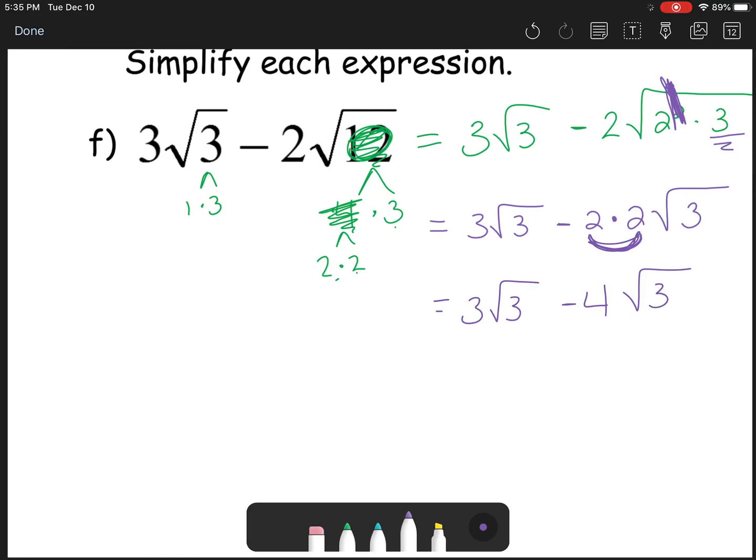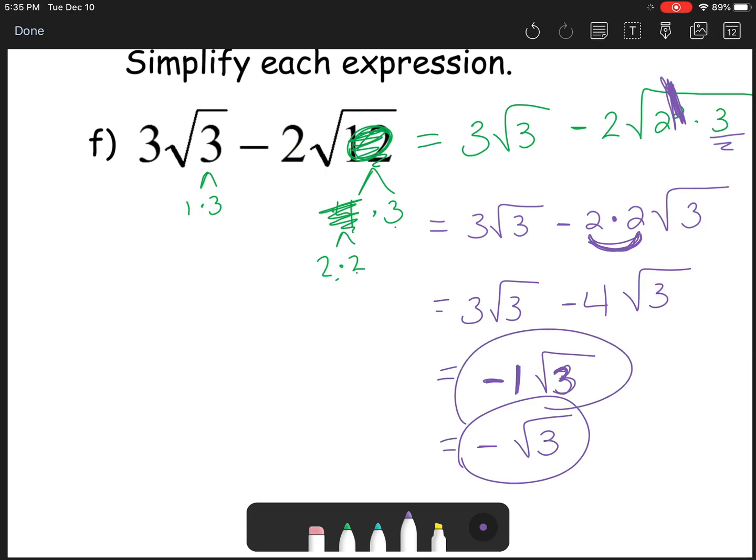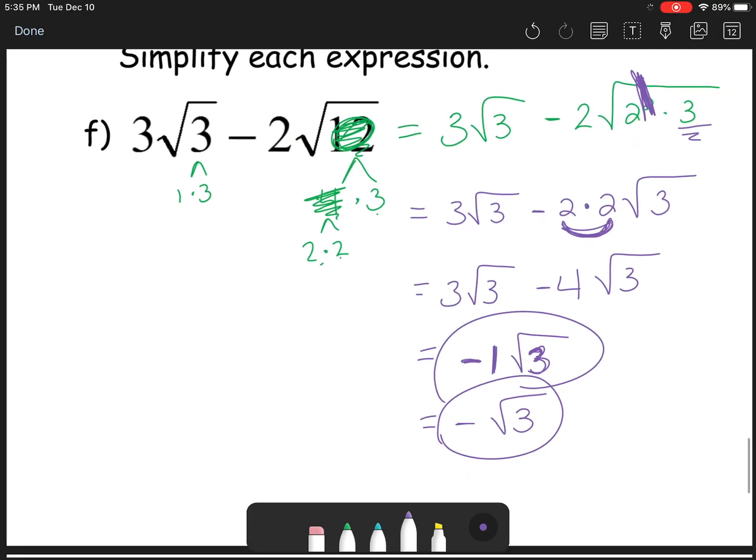Well, we have 3 square roots of 3 minus 4 square roots of 3. Well, if we have 3 minus 4, that would leave us with negative 1. Negative 1 of what? Negative 1 times the square root of 3, which you could also write as negative square root of 3. Either of these answers is acceptable.